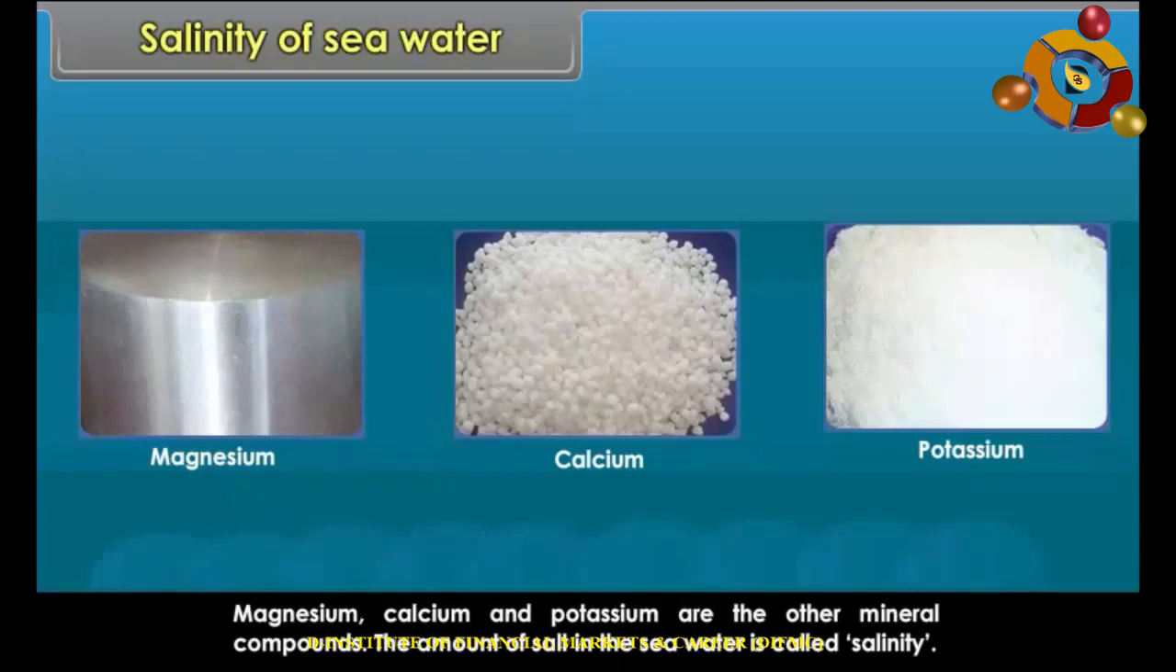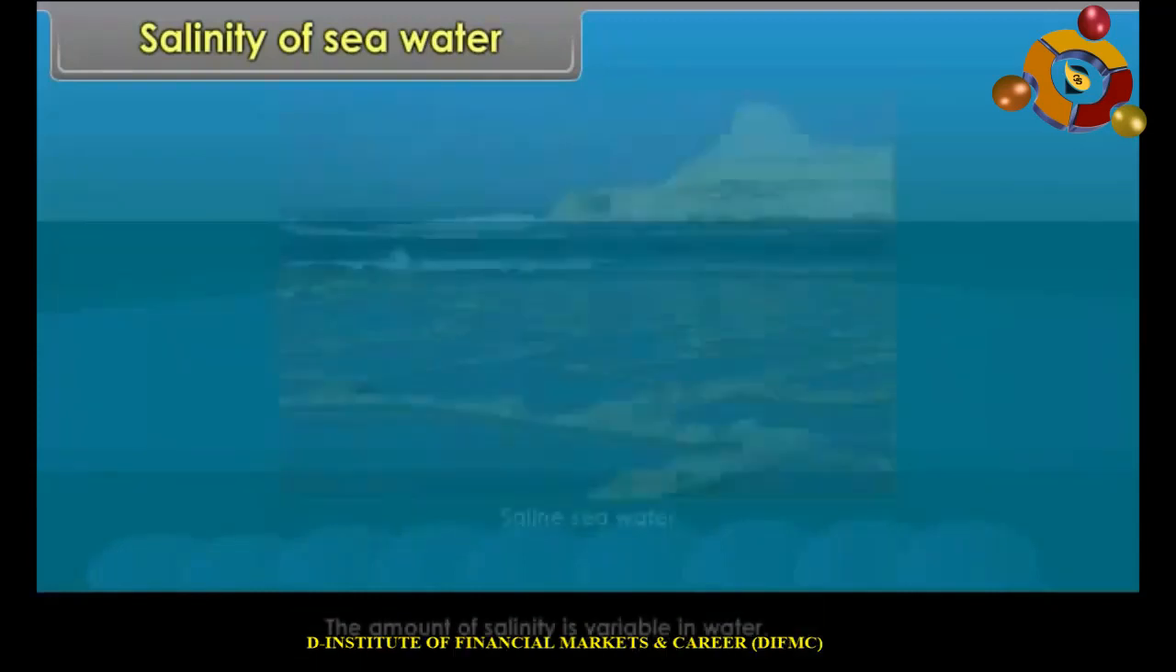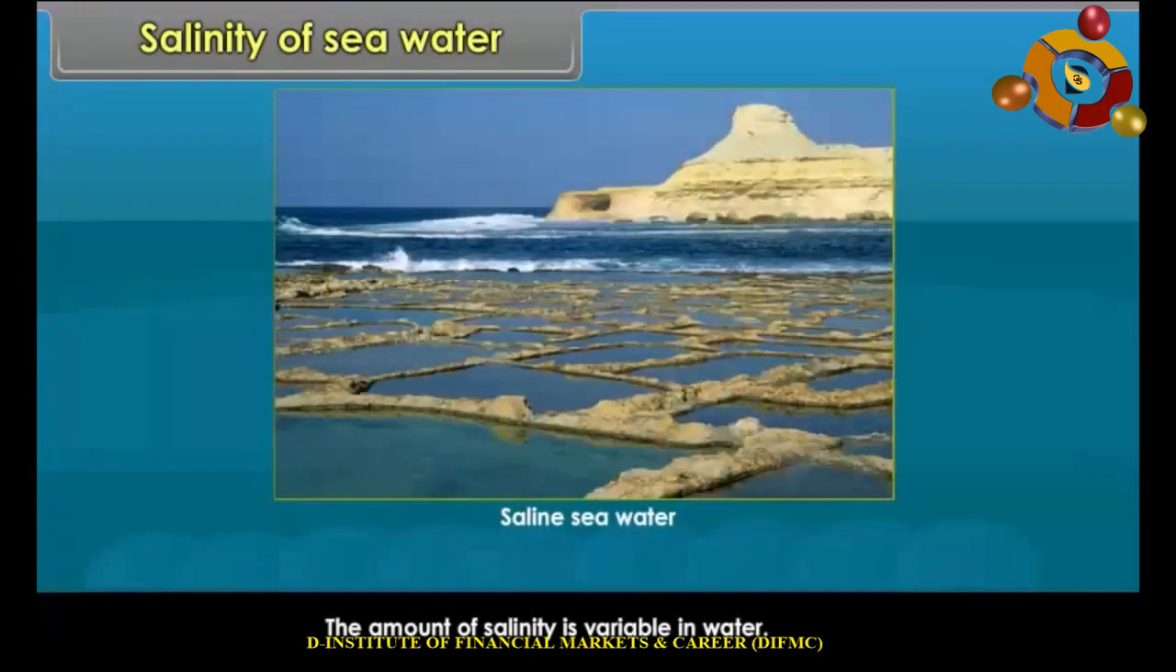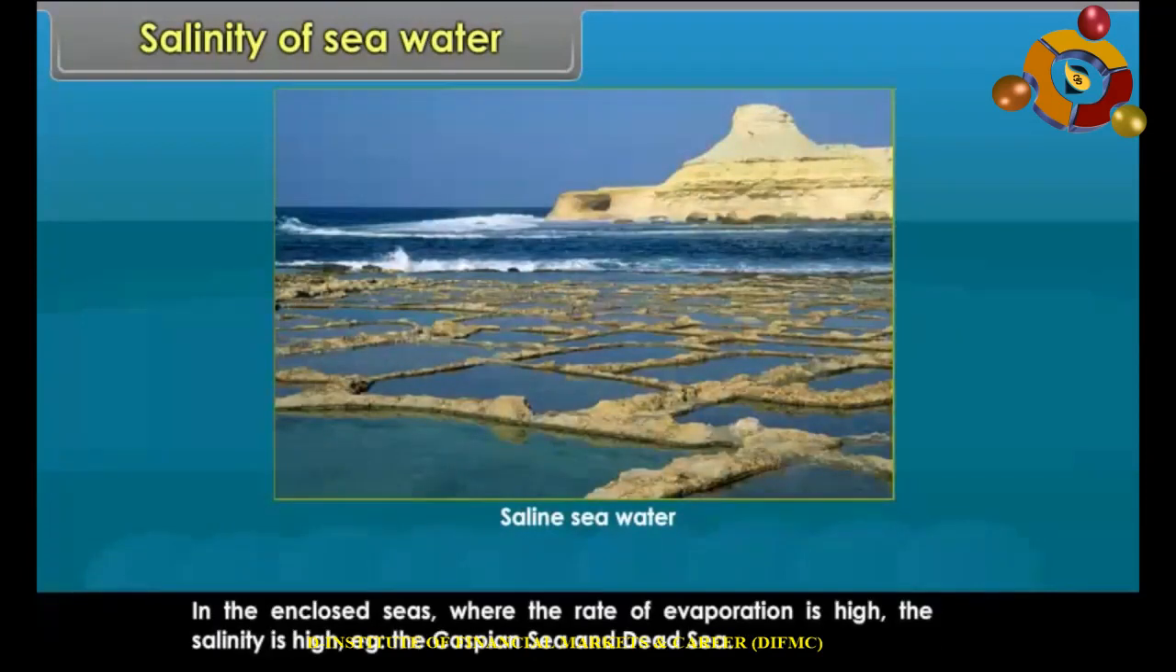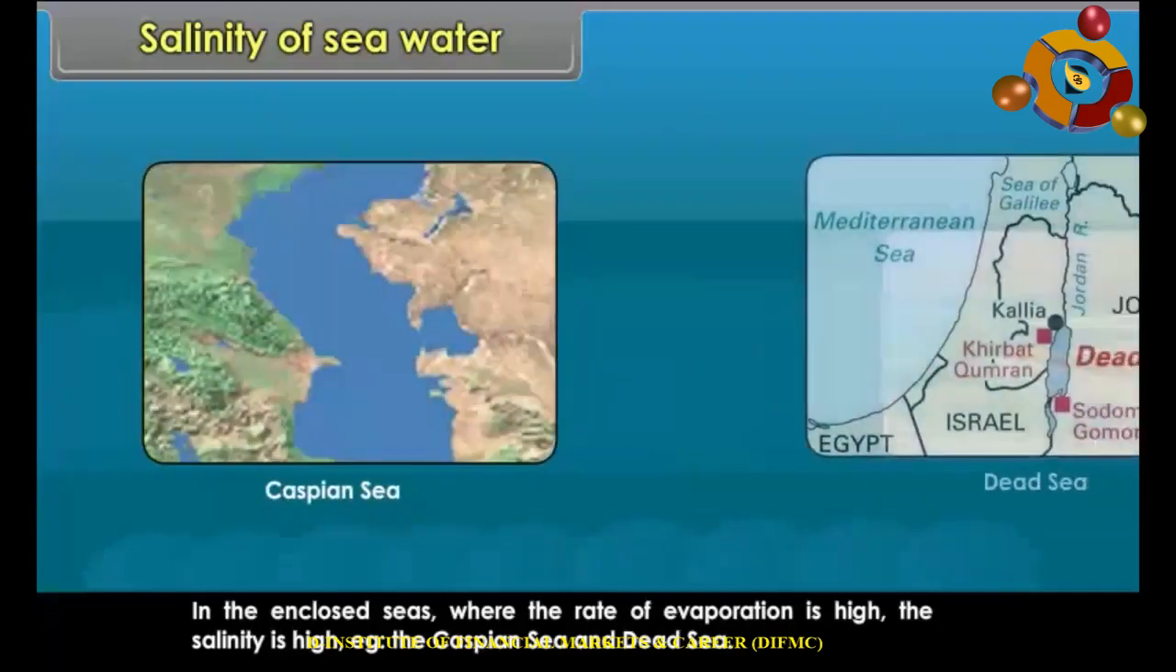The amount of salt in the sea water is called salinity. The amount of salinity is variable in water. In the enclosed seas, where the rate of evaporation is high, the salinity is high. Example, the Caspian Sea and the Dead Sea.